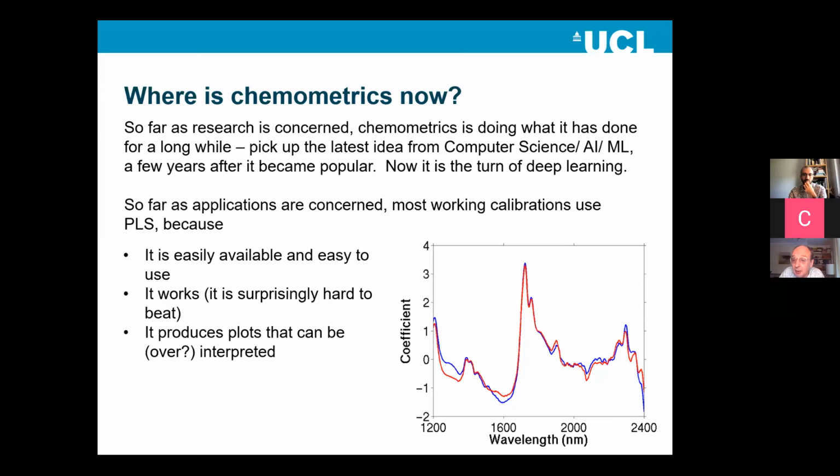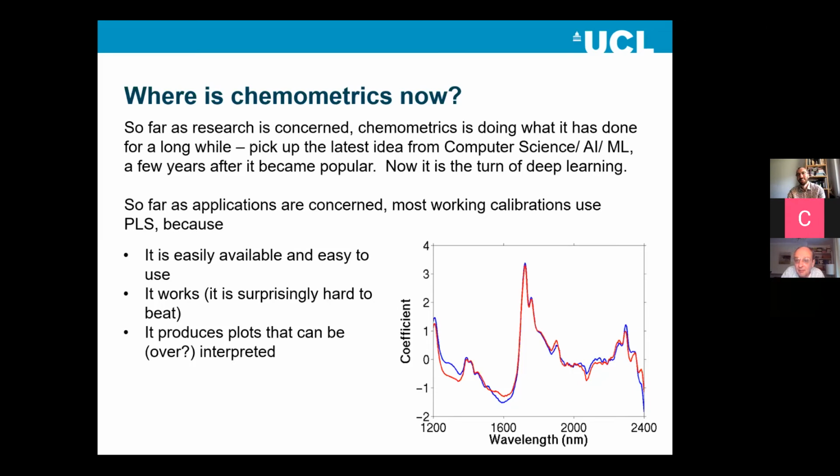Can anybody tell me what's being measured from looking at the spectrum? We must have some food spectroscopists here. Fat, yes. Well done, Brendan. That double peak in the middle is absolutely characteristic of fats, about 1730 and so on.